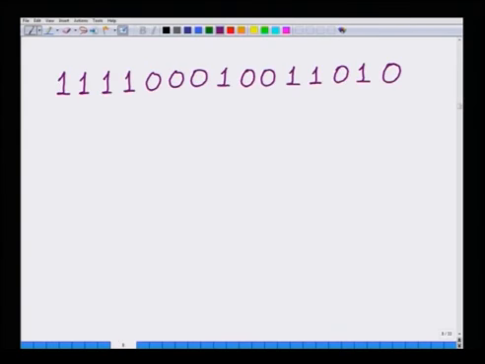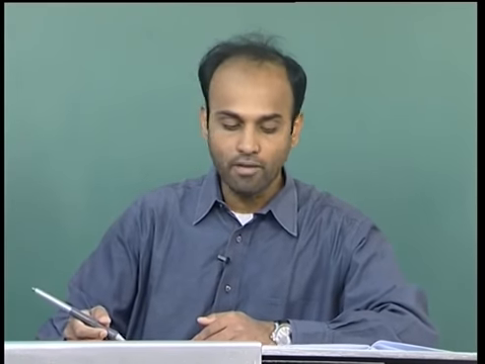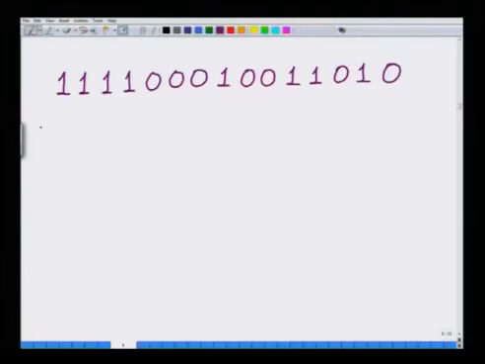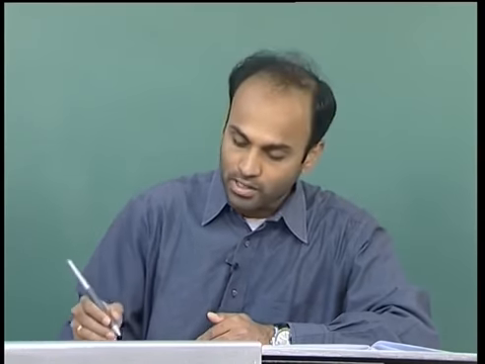Now, I have to map them to a voltage level. So, I will map 1 to a minus 1 and 0 to a plus 1. I am taking these information symbols 1 and 0 and mapping them to voltage levels, either plus 1 or minus 1. I am mapping 1 to a minus 1, I am mapping 0 to a plus 1.